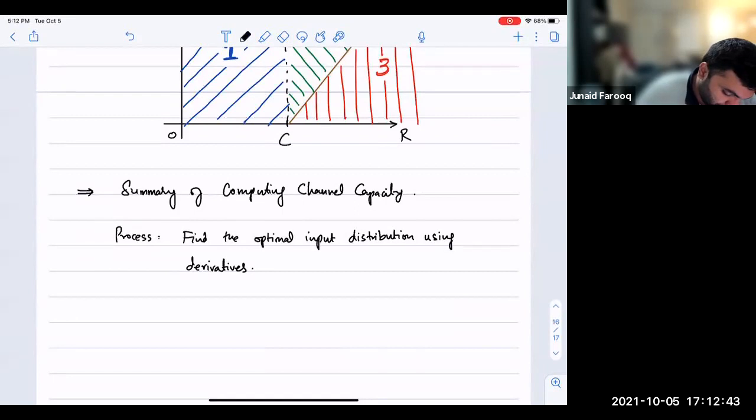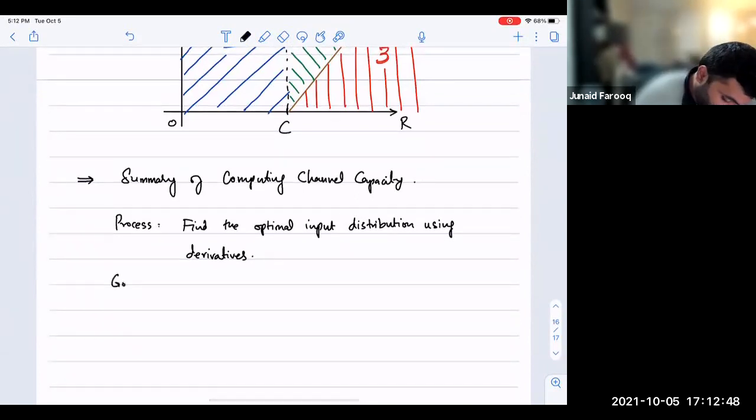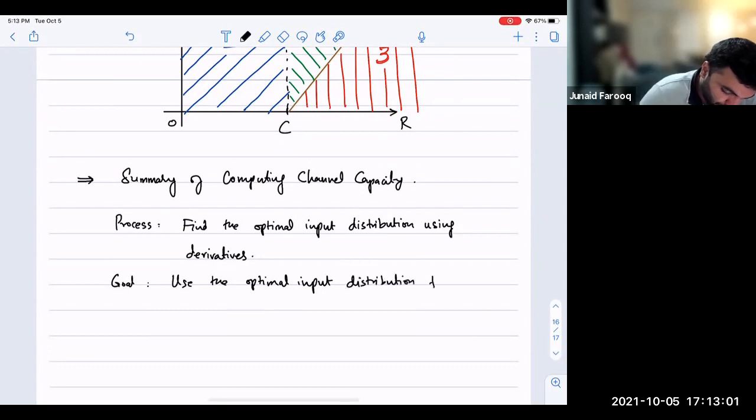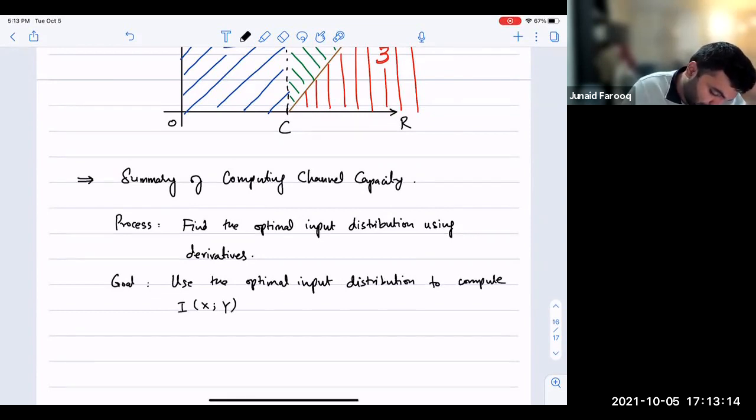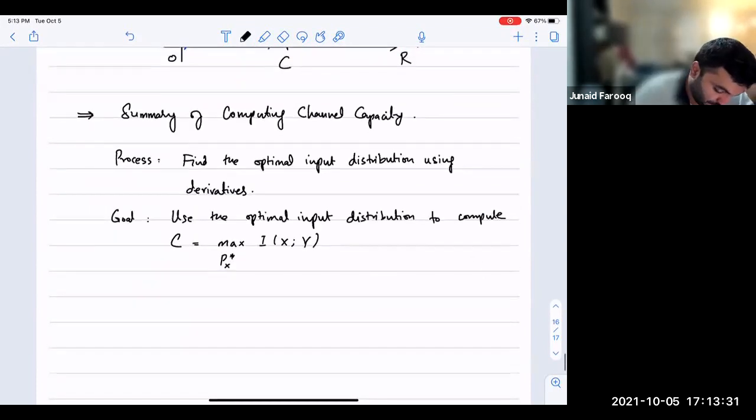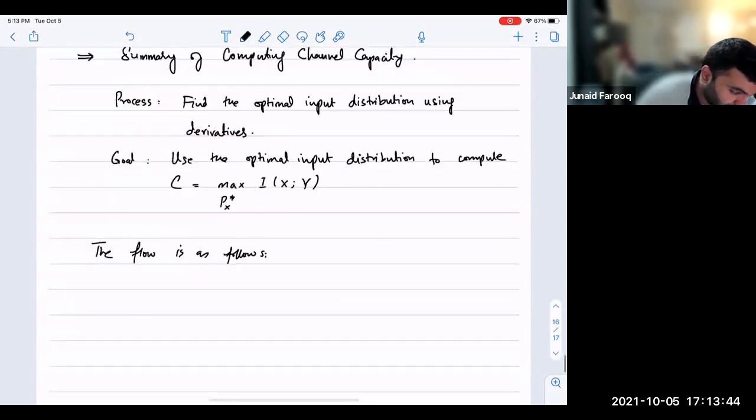Okay. And then just use the optimal input distribution to compute I of X,Y, right, or C. Let's say C is the max over the X star of I of X,Y. Okay, the flow is the following.